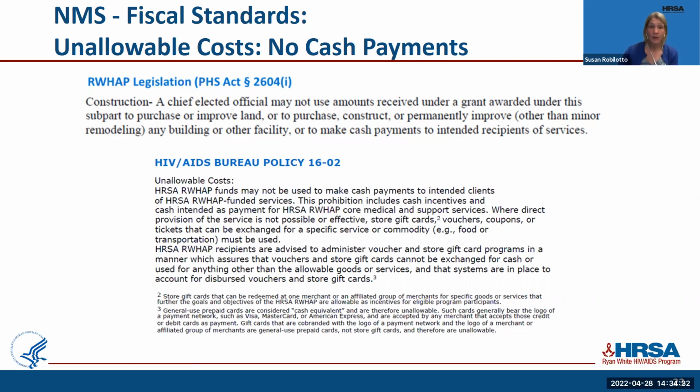As an example, a recipient or subrecipient may provide grocery store gift cards for the food bank service category or transportation vouchers in lieu of providing the transportation, provided that the recipient or subrecipient administers vouchers and store gift card programs in a manner which ensures that the vouchers and store gift cards cannot be exchanged for cash or used for anything other than the allowable goods or services, and that systems are in place to account for distribution of vouchers and store gift cards.